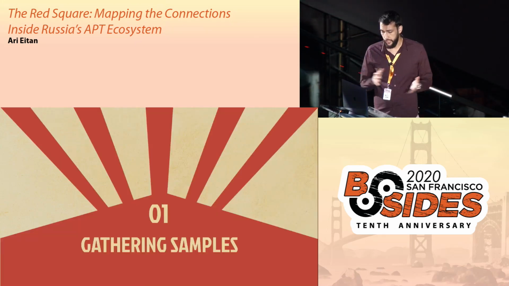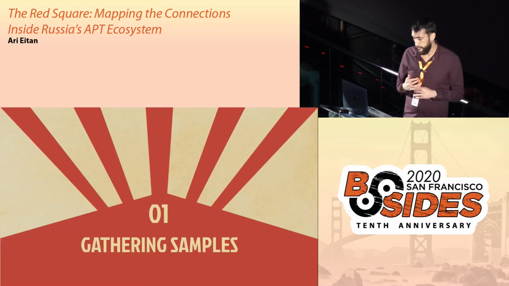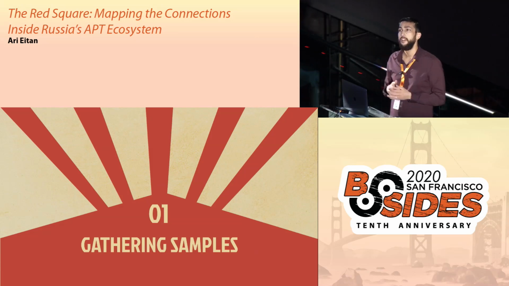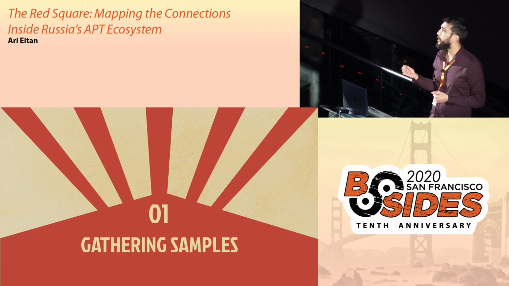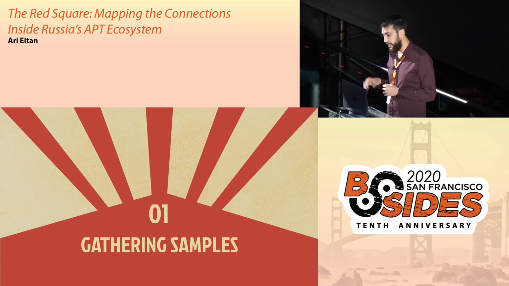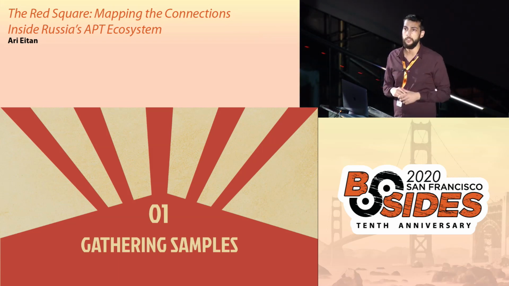So let's start. As I said, the first stage was to collect samples. We extracted IOCs from all the reports that we read, and then we had to grab the actual samples, the binaries, from many sources. Overall, we had approximately 2,000 unique samples to work with.